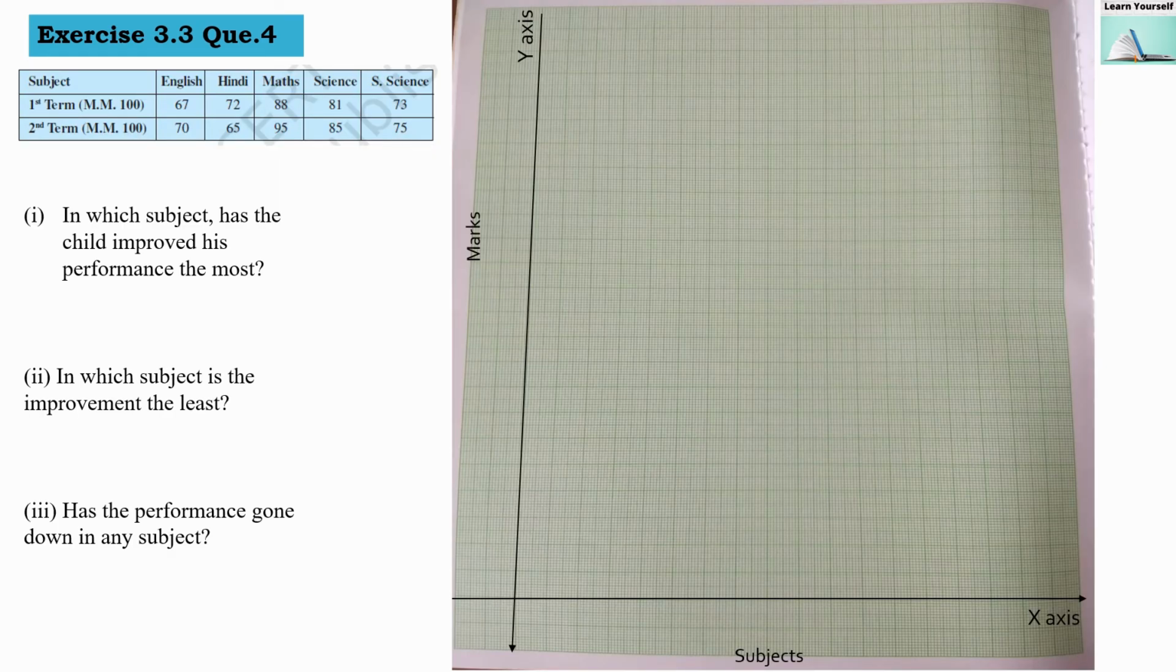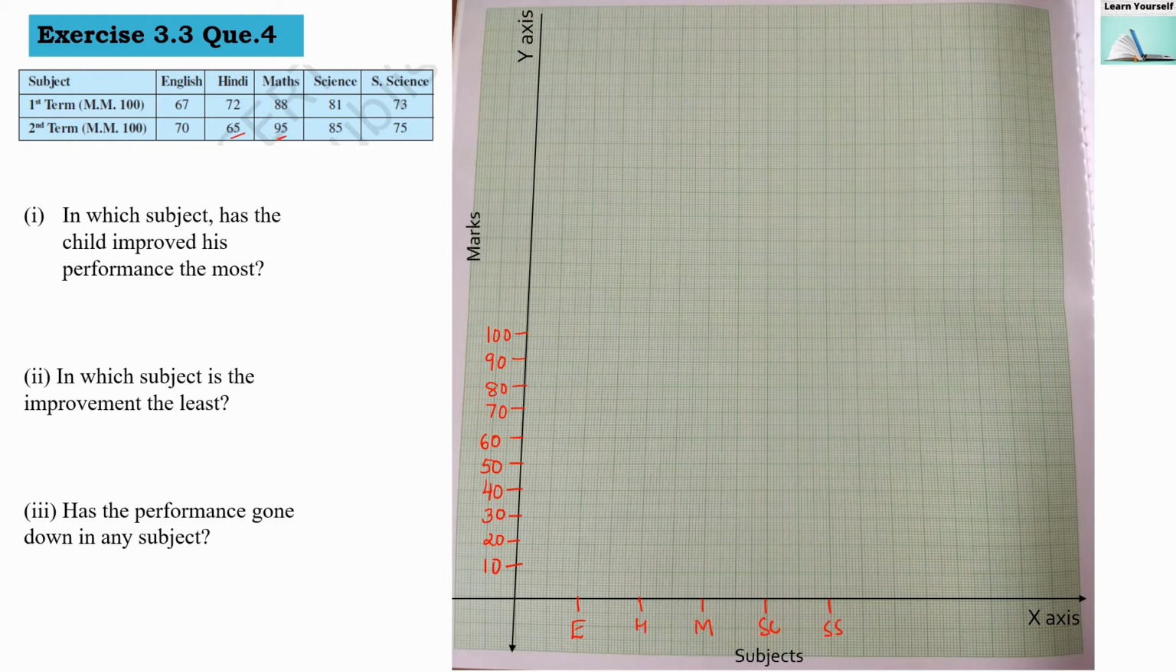Now, how to choose a scale? So first we are locating the maximum reading. Here the maximum reading is 95, whereas the minimum reading here is 67 and 65. So 65 will be our minimum reading. So we have to take both of these readings on our y-axis. So we are going to start our reading from 10. So for each column I am marking 10 marks and the scale I am taking is 10. Now here on the x-axis I am going to write the subjects, so English will come here, then Hindi.